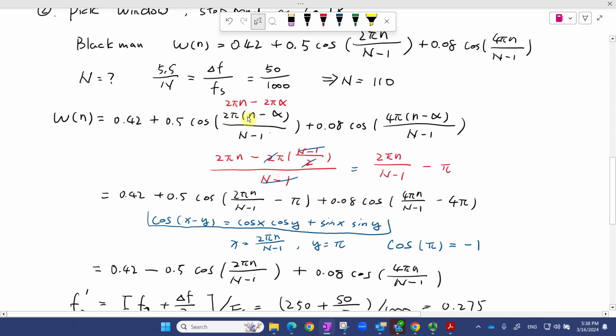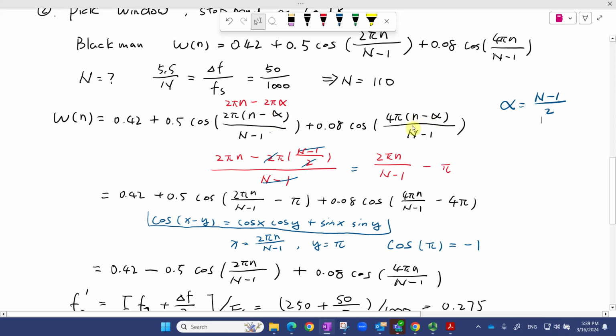So if we break this bracket, 2 pi n minus alpha is actually equal to 2 pi n minus 2 pi alpha. All right, because alpha equals how much? Remember that alpha equals n minus 1 over 2. Okay, so we can just replace that alpha, and there is n minus 1 on the bottom. So for this term, we can just get 2 pi n over n minus 1 minus pi. Okay, so that's for this term.